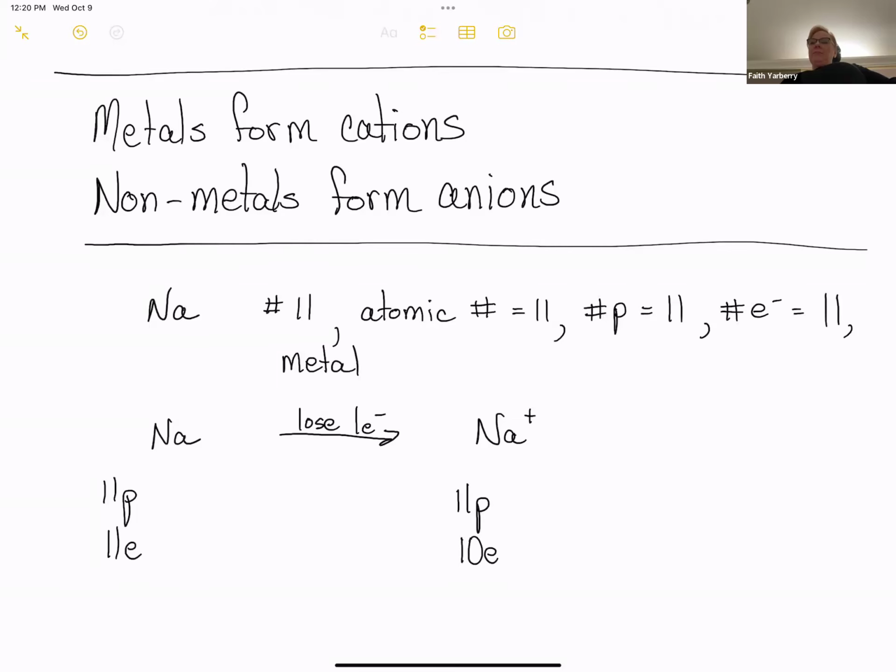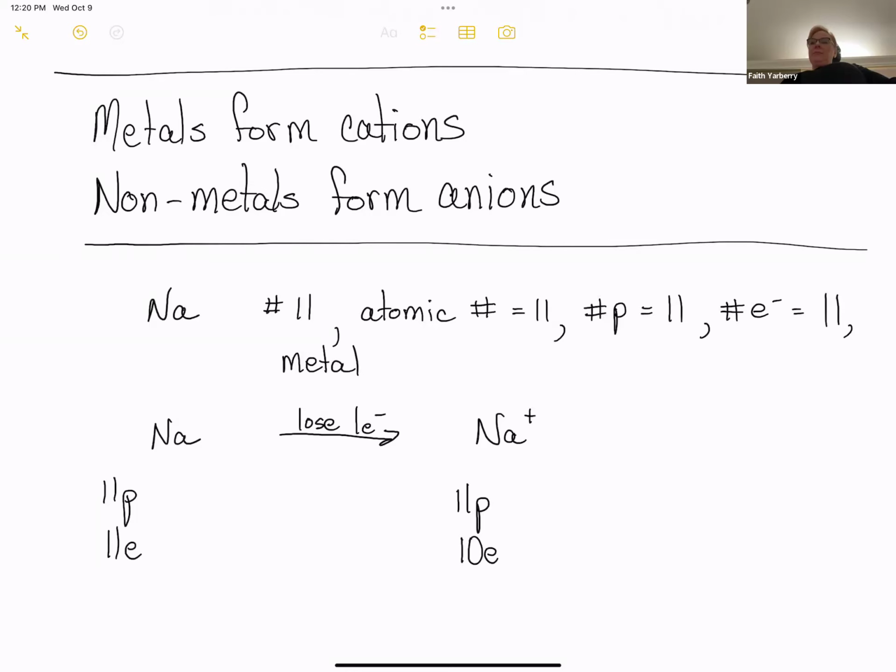Notice the protons did not change. Protons can never change. Protons determine the identity of the element. If I change the protons, I change what element I'm working with. So sodium has 11 protons, no matter what form it is in. The only thing that can change is its electrons. Remember, it's the electrons that are responsible for the element's reactivity.